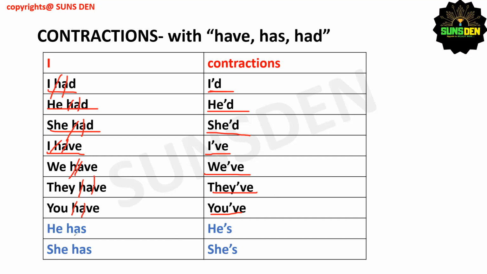The same way, he has, he's, she has, she's. Now, where will you see he's and she's again? We have seen this in the be verb, where he is is also contracted as he's, and she is as she's. So how should you understand whether it is he has or he is? You have to understand based on the sentence. Okay, great. So let's move on to the other contractions.